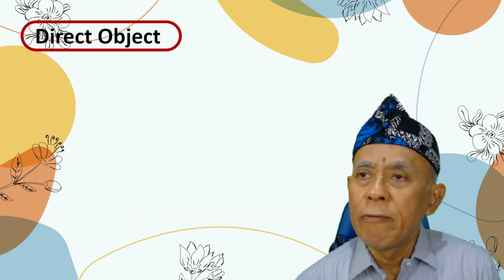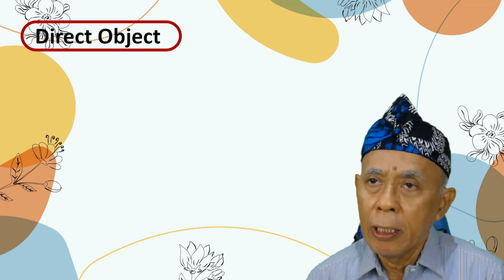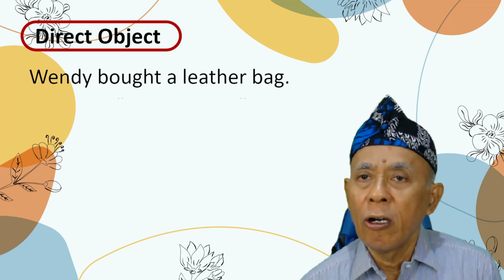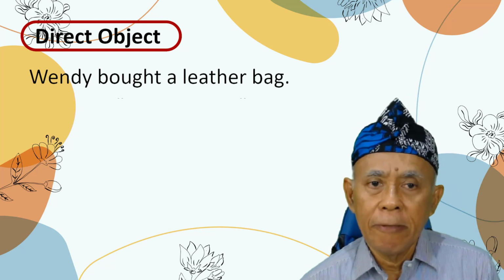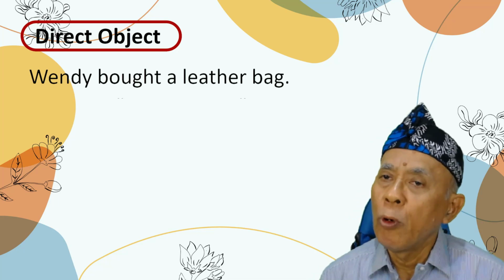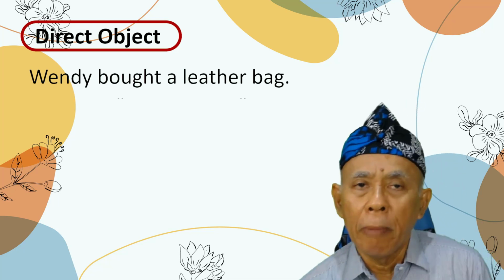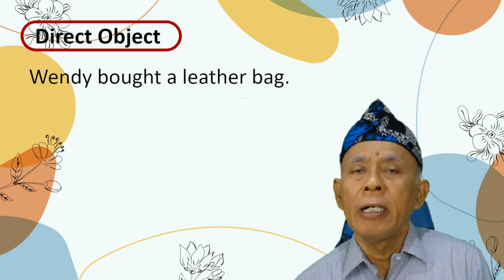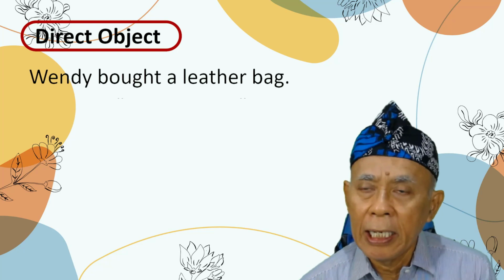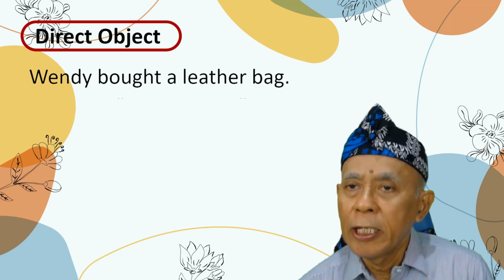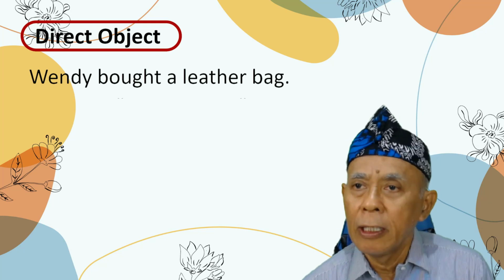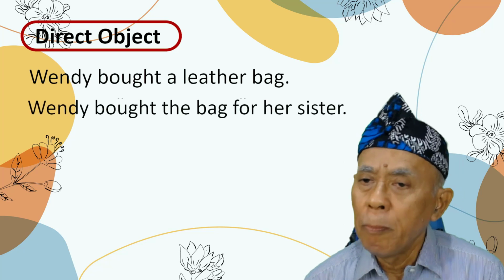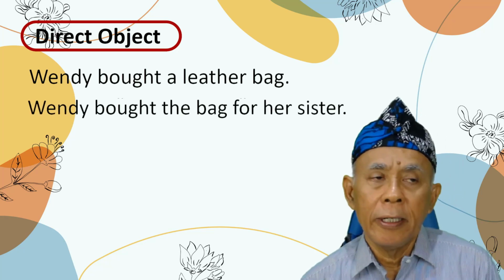Now let's see the difference between a direct object, which we have talked about so far, and the other object, the indirect object, which we will talk about in the next video. Here, Wendy bought a leather bag. So the buying action here is directed to the leather bag. The leather bag here is affected directly by the action. The leather bag becomes the target, the direction of the action. Here in the sentence, when he bought the bag for his sister, the bag is the direct object.